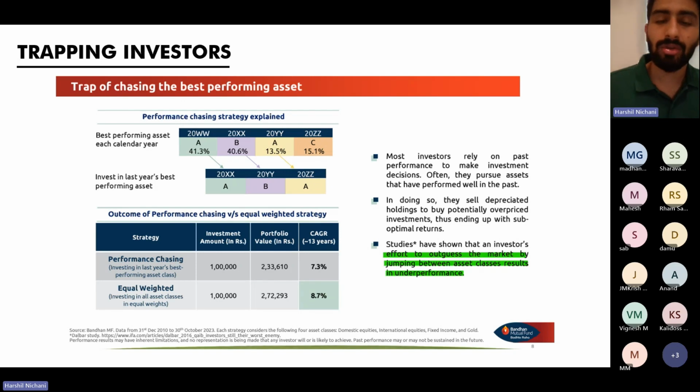So most investors rely only on past performance to make investment decisions. Be it on debt, equity, precious metals, or any particular asset class, your understanding of that asset class needs to be extremely strong, so that if I'm committing this much of my savings to it, my expectations are set right.